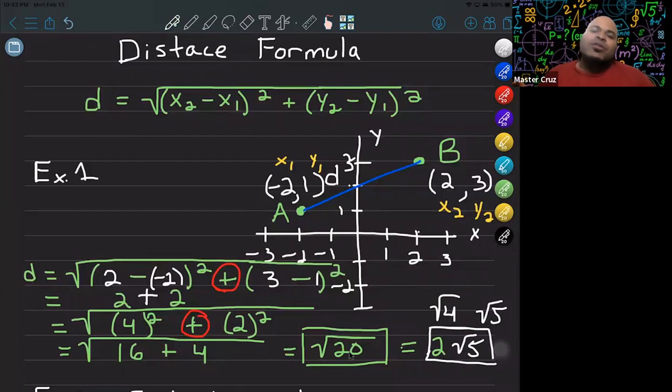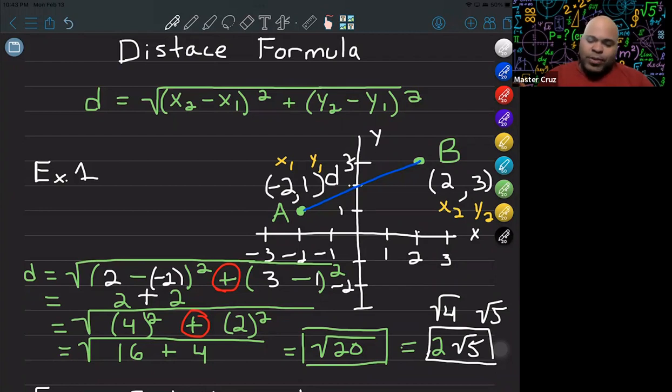And if you have a calculator and you want to take the square root and give me a decimal, that's also okay. So it turns out that the distance between A and B is the square root of 20, which is 2 square root of 5. If you were to put that in a calculator, and I'm actually going to put it in a calculator real quick so that I can give you an actual decimal, I think that will be great.